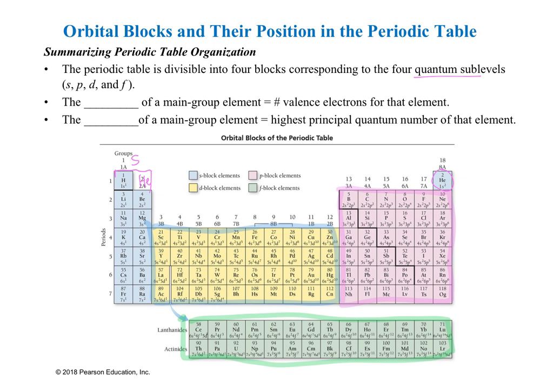So the group number tells us how many valence electrons for that element, specifically of main groups. So if it's in group 1, it has 1 valence electron. If it's in group 2, it has 2. If it's in group 3A, it has 3, 4A, 4, 5, 6, 7, 8. That's how many outer electrons there are. The row number tells us the highest principal quantum number, so basically the energy level.